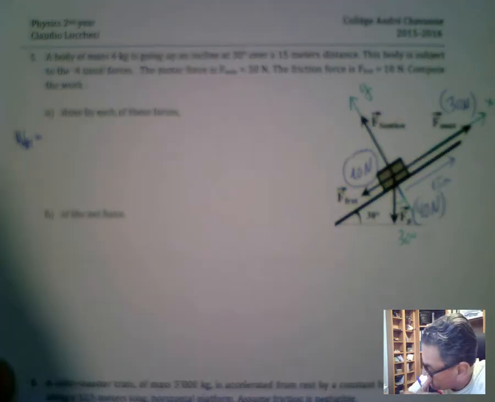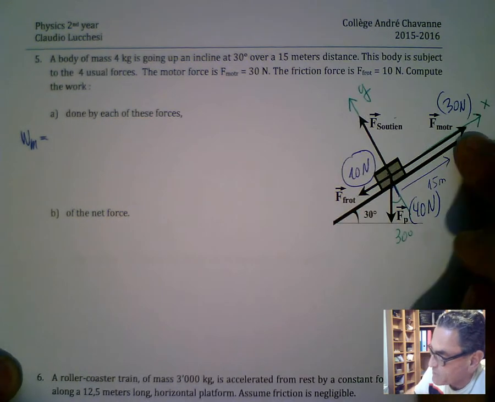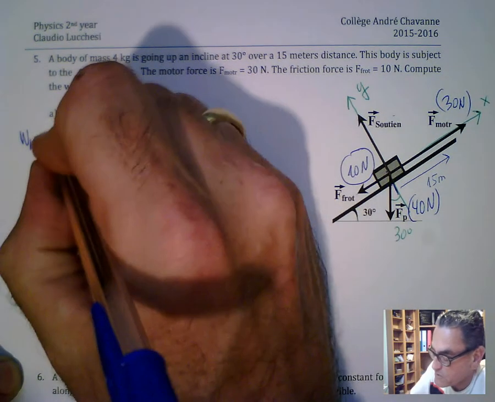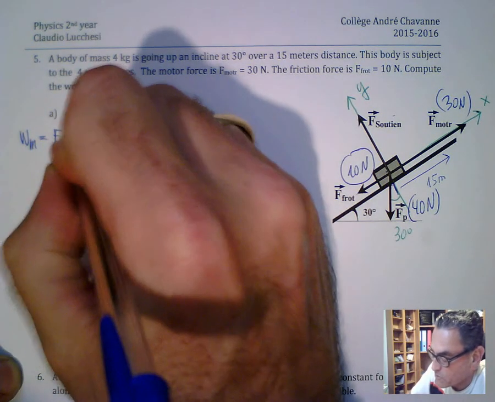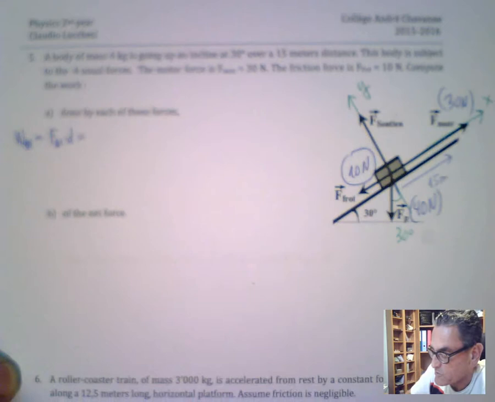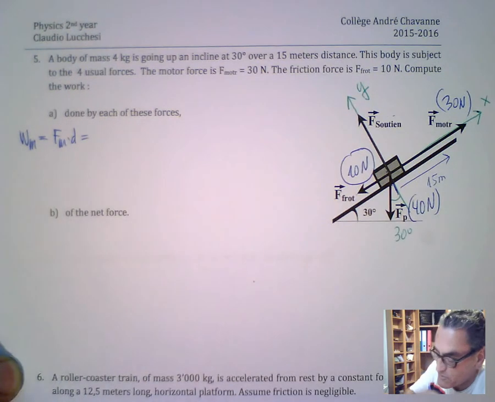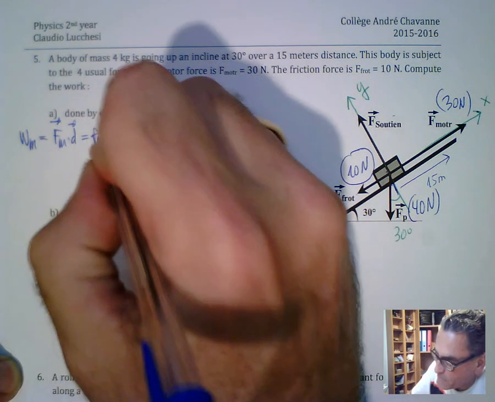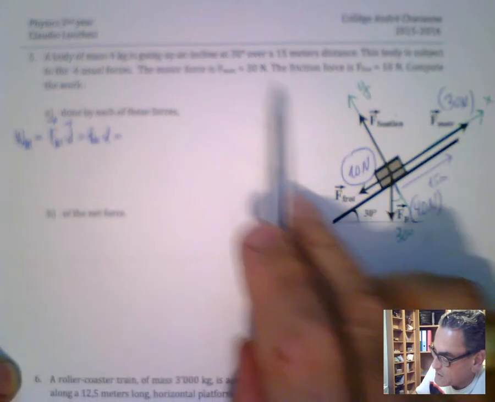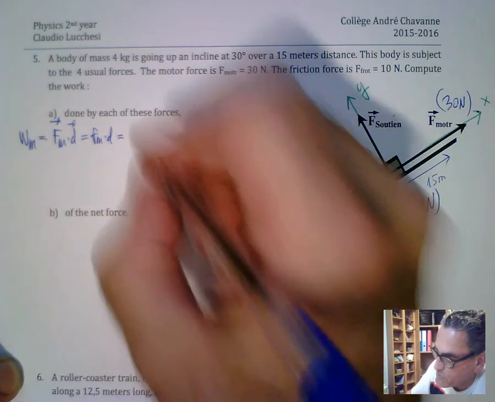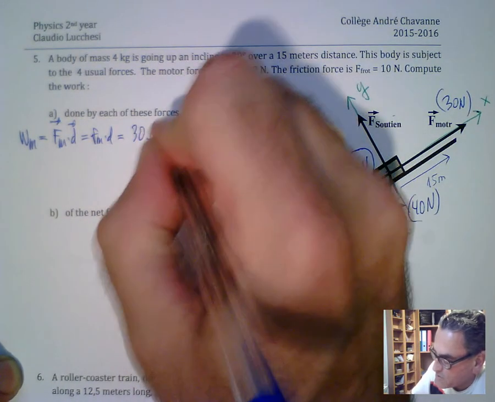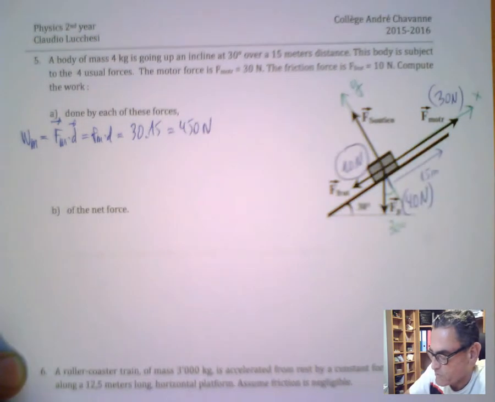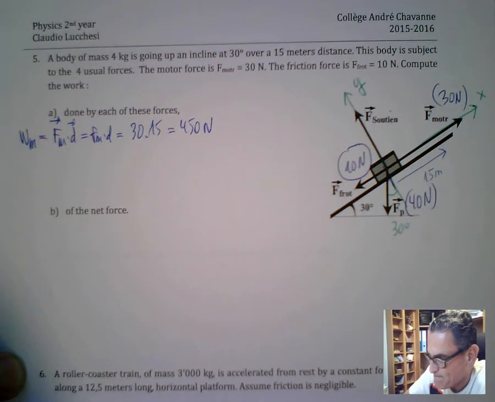Okay, the motor force is going in the direction of motion, 15 meters. So this is going to be the motor force times the distance, because the angle is 0, the cosine is 1. Okay, so this is Fm times d, and the motor force is 30 newtons times 15 meters. This is 450 newtons. Okay.